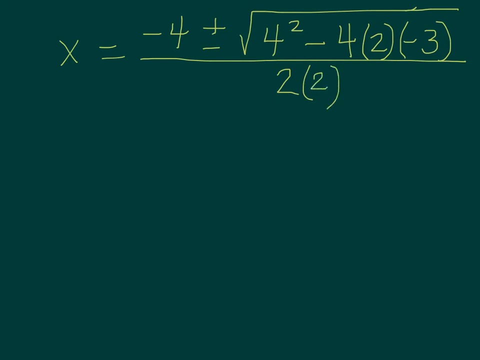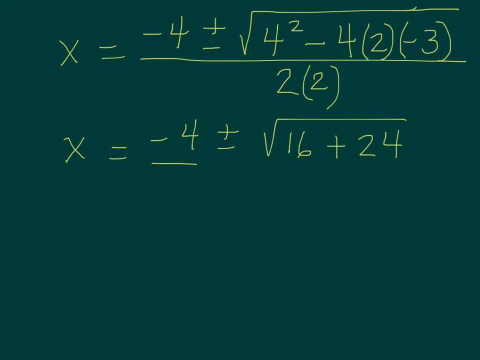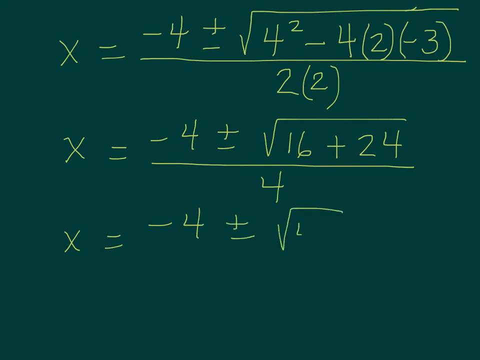So now we just need to simplify this. Now pay attention to the signs, because negative 4 plus or minus, this will become 16 plus 24. Did you notice the negative times the negative there? So 16 plus 24, and then 2 times 2 is 4 in the denominator. So now we're going to continue simplifying. So this is negative 4 plus or minus the square root of 40 all over 4.